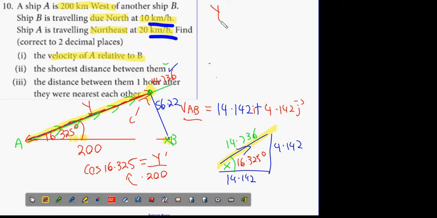Is it 200 over y? No, adjacent over hypotenuse. Hypotenuse is 200 and adjacent is y. Y is actually a smaller side than 200. Oh, anybody know? 191.936. 191.935. Yeah? So let's call it 191.937.